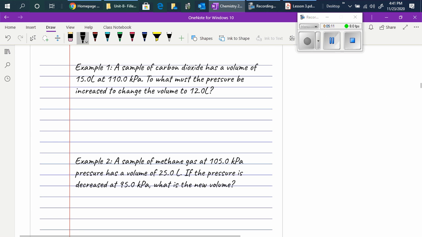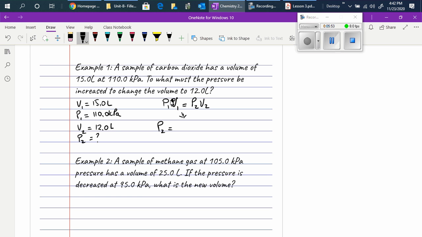Let's take a look at this sample here. A sample of carbon dioxide gas has a volume of 15 liters at 110 kilopascal. What must the pressure be to change the volume to 12 liters? So V1 is 15 liters, pressure 1 is 110 kilopascal, and then V2 is 12 liters, and we are looking for P2. So we start with Boyle's law, P1 V1 equals P2 V2. From here we find that P2 is equal to P1 V1 over V2.